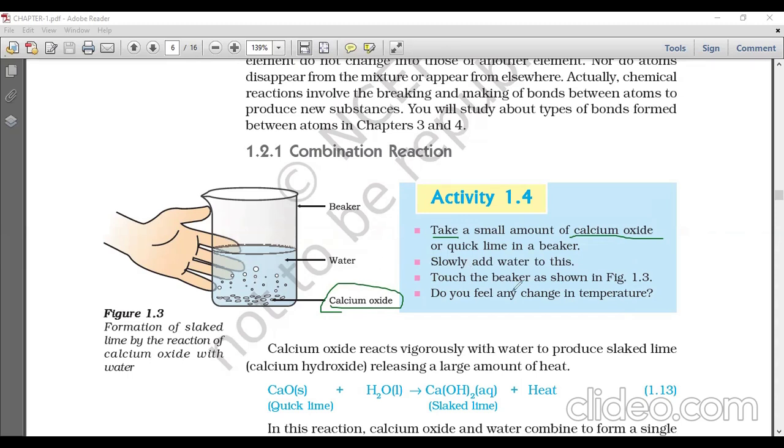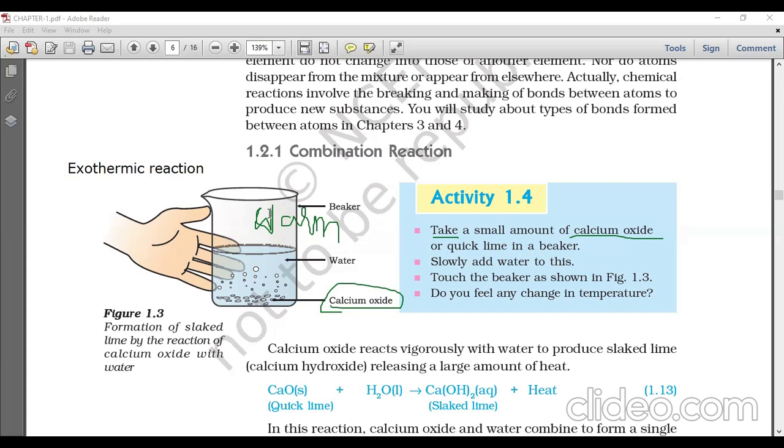If you do this activity, the calcium oxide, when you add it to the water and touch, you will feel warm. Whenever in any chemical reaction heat is released, warmness is nothing but heat produced. Such reactions, like the formation of slaked lime, are known as exothermic reactions. So what is an exothermic reaction? In any chemical reaction, if heat is liberated or produced, such reactions are known as exothermic reactions.